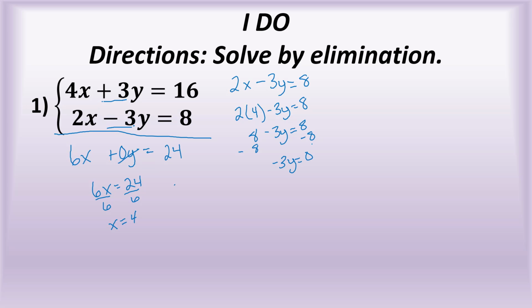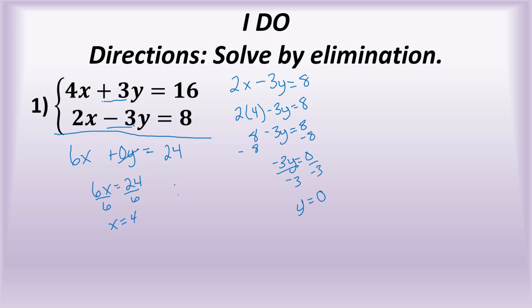Now, another common mistake we end up seeing here is, no, that can't be true. Negative 3y is not equal to 0. No, it can be true. We can certainly divide both sides by negative 3, and we get y all by itself. And in this instance, y is equal to 0.